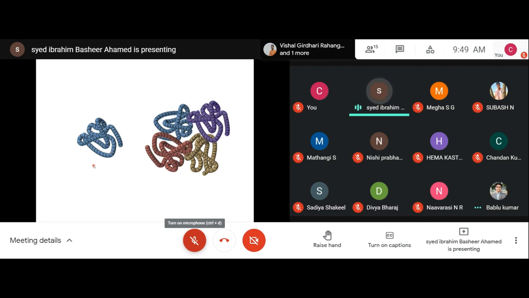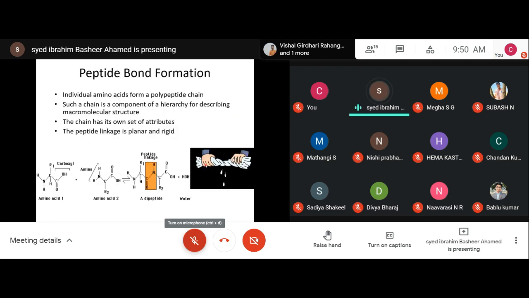So this is a polypeptide, and this is also a polypeptide. Somebody told me this is hemoglobin, which contains 4 chains. So this is one of the chains from it, or you can say it is myoglobin. Myoglobin has only one polypeptide chain, whereas hemoglobin has 4 polypeptide chains, right?